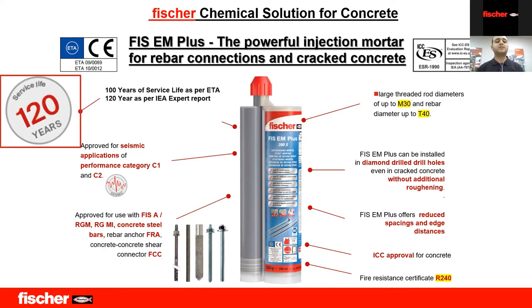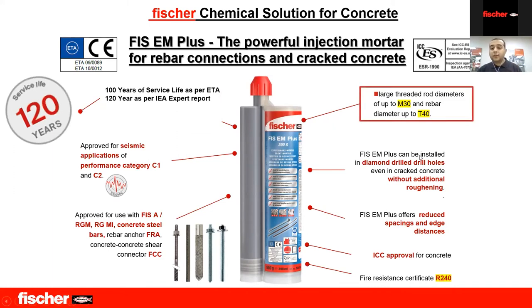You just place it and you don't care about it after all. And then we are looking for the large threaded rod diameters. We are reaching up to 30 mm in the studs, and it is the only chemical in the market that can reach up to 40 mm. So you can just imagine how you can use this anchor for different types of diameters: up to M30 for the rod diameters and up to M40, phi 40, for the rebars.